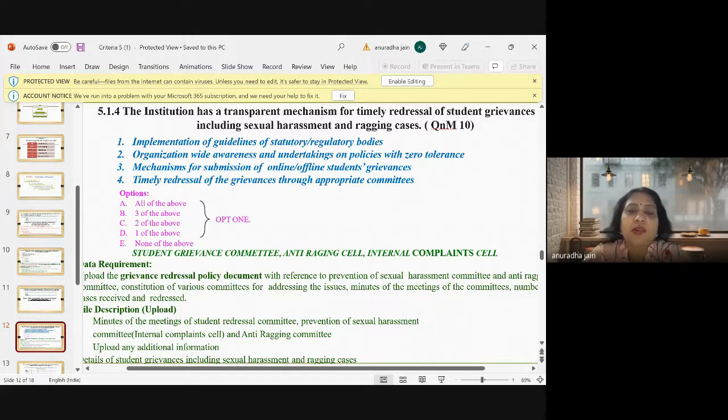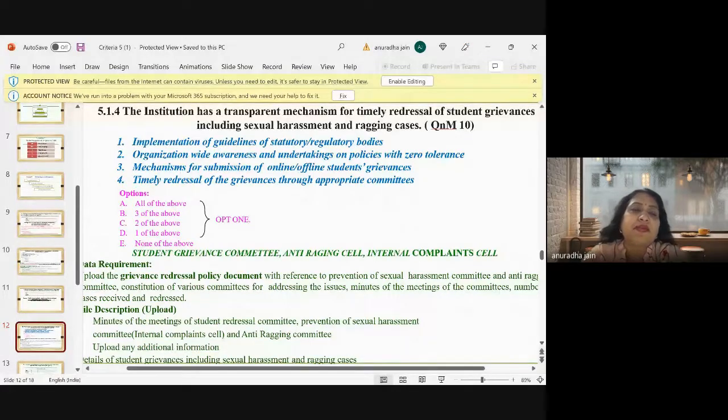And also you have to provide the minutes of the meeting of this student redressal committee or sexual harassment committee or anti-ragging committee. So all these minutes of the meeting should also be prepared properly. And also you have to provide the details of the student grievances, and how much time you took in resolving those grievances.